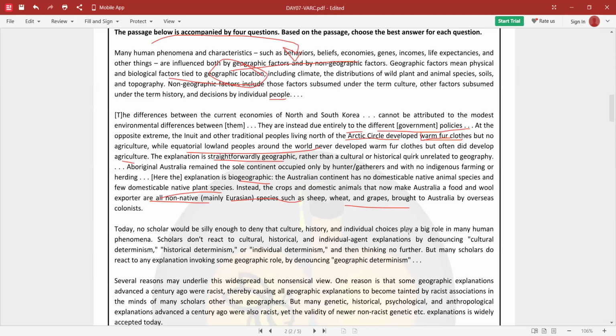Now they are saying that in Australia, the lack of agriculture and lack of herding is attributed to biological geography. That is, Australia lacks domesticable species. So Australia's agricultural success today is due to Eurasian species that were introduced, which are not native Australian resources.